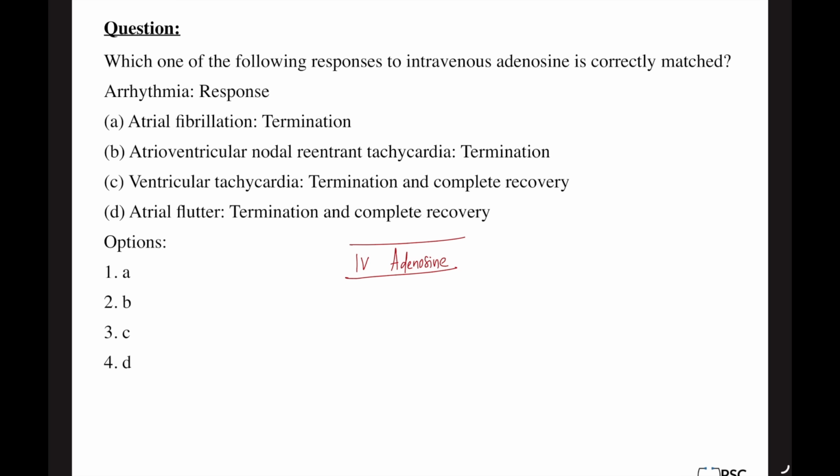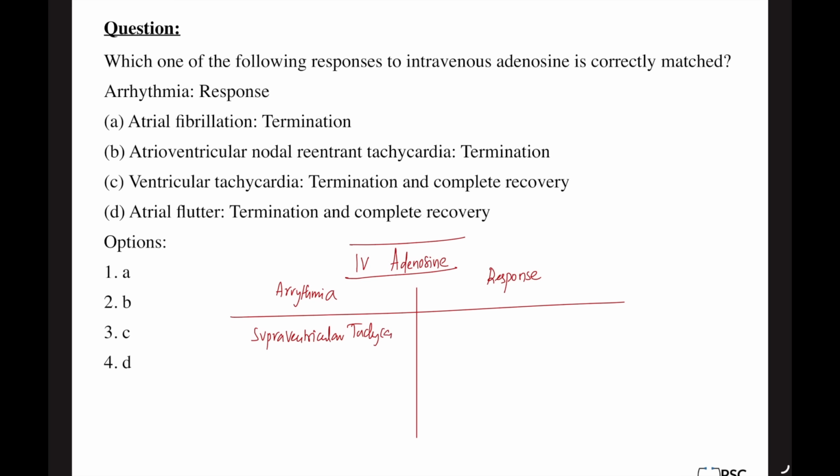If you talk about arrhythmia, what kind of response can you expect when we give IV adenosine? This is our topic of discussion. If there is an arrhythmia and I give IV adenosine, what response can we get? It is the drug of choice for supraventricular tachycardia. Because of the AV block that it produces, it leads to termination of the attack. So the arrhythmia gets terminated. Well and good, our work is done.